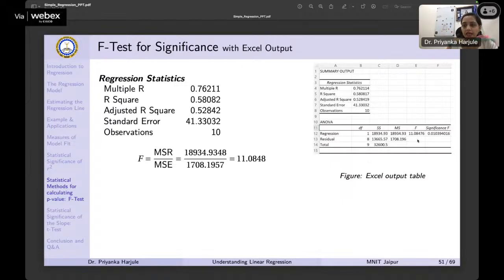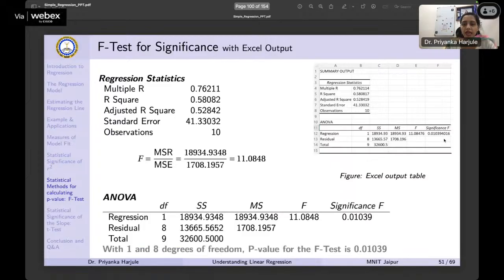And if you look at this value corresponding to 1 and 8 degrees of freedom in the F distribution table, it will give you the value as 0.010. That is very less than 0.05, that is, at 5% significance level. You can say that the model is statistically significant, and your square feet is contributing meaningfully, statistically significant, to the entire prediction.